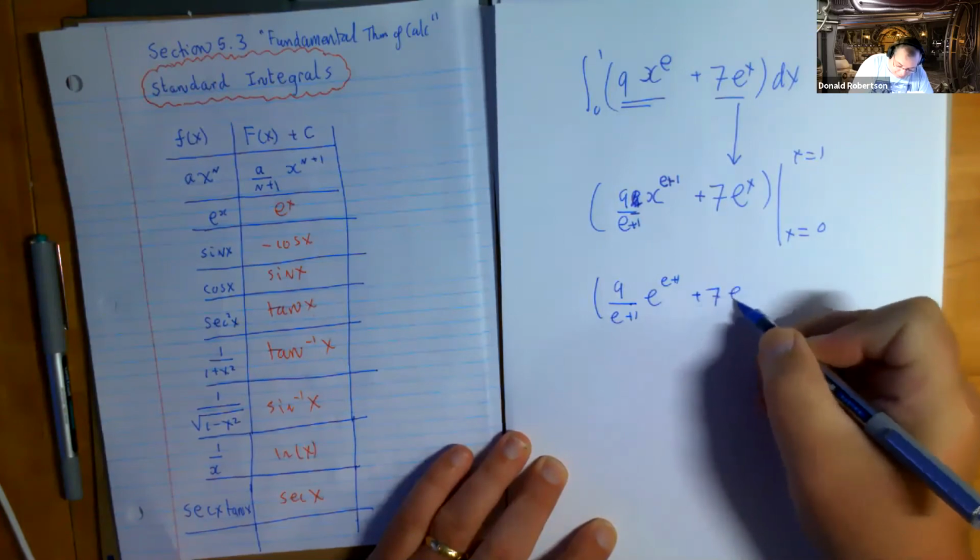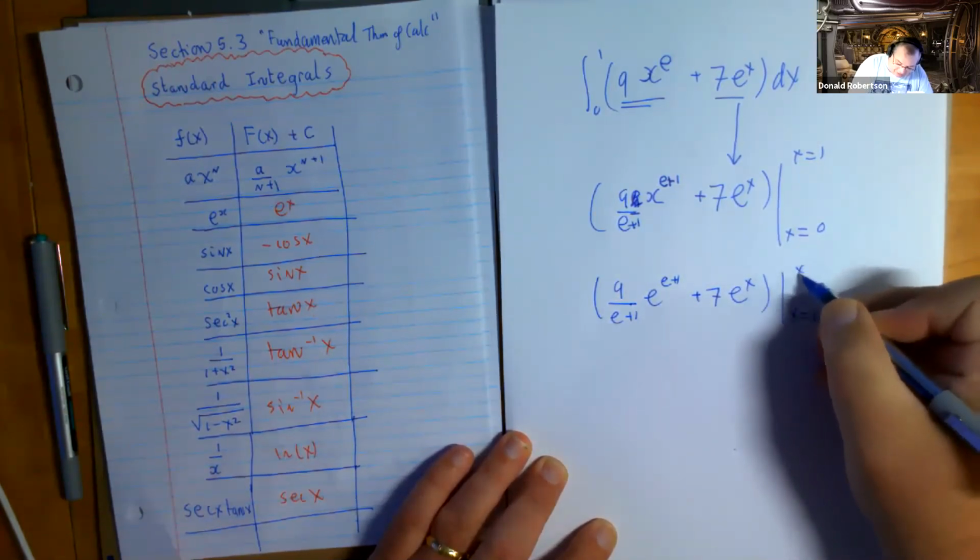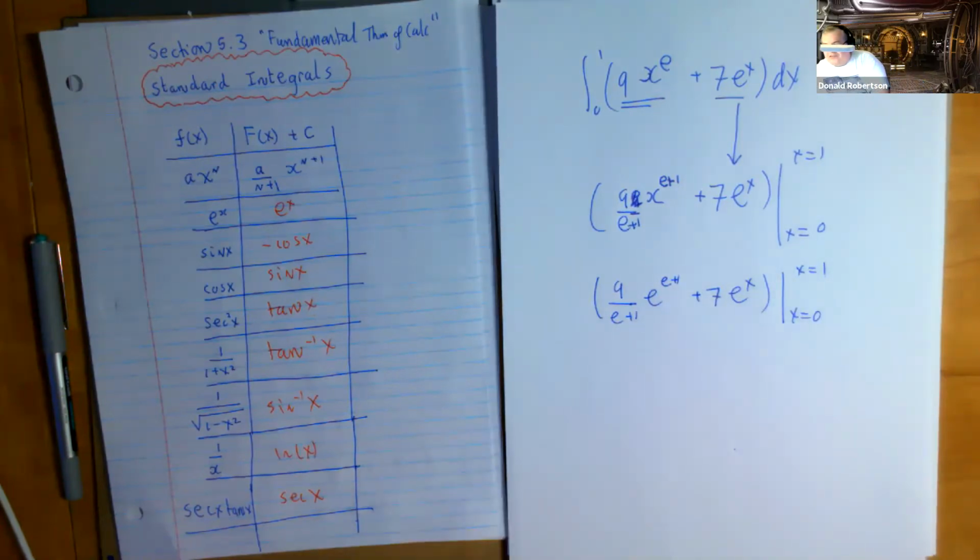I also get thrown by e to the x, because isn't e to the x, isn't its derivative also its antiderivative? It's the same thing both ways.